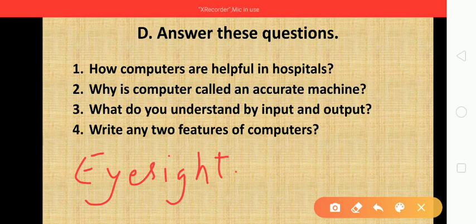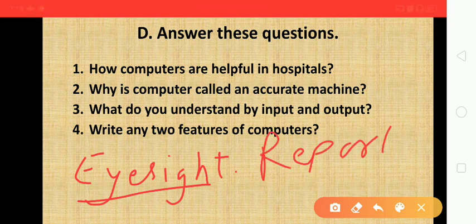You can write these points. One, examination of patient. Second, x-ray. And third, checking of eyesight. And making reports. These four you have to write properly. Take help of your parents if you want to, but make sure that you are correct in your spellings and your answer writing. It is very important.